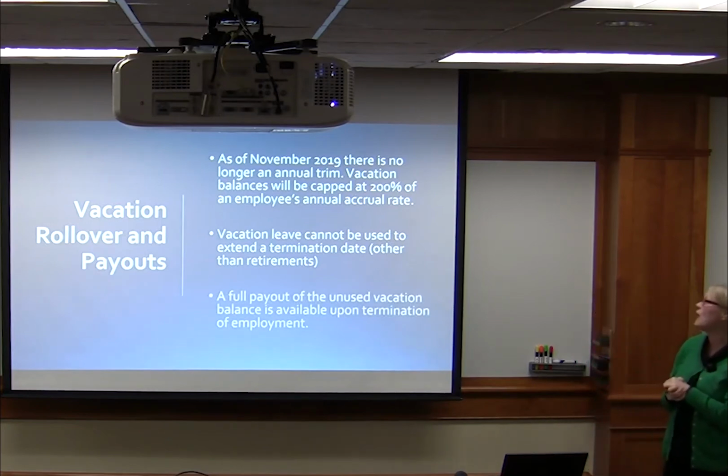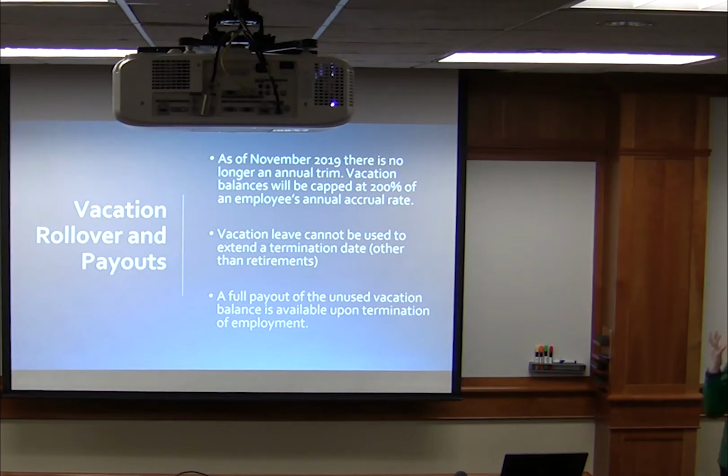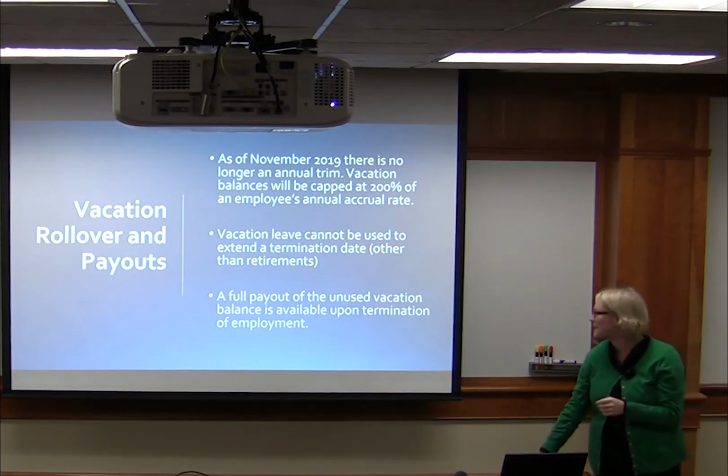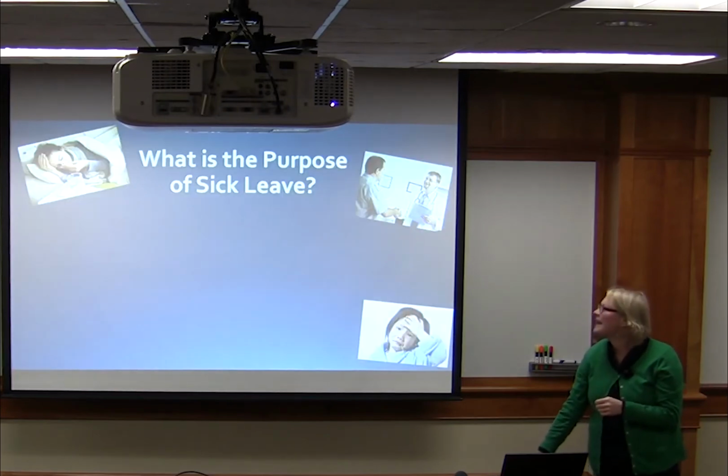A full payout of the unused vacation balance is available upon termination. So if you have the maximum amount of your accrual, say 44 days for yourself, and you leave, you retire, you go somewhere else, you could have a payout of the full 44 days when you left the university. That'd be a nice chunk of change there, right? 44 days.